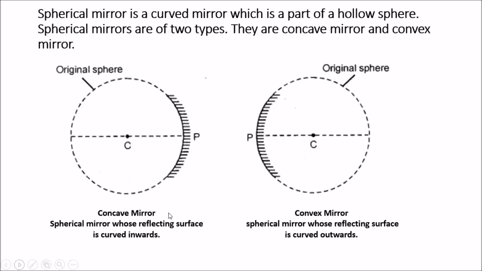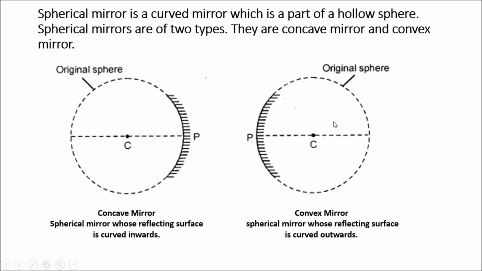A spherical mirror is a curved mirror which is a part of a hollow sphere. You can see this was the original sphere, and from this sphere one section is taken out. Now the inner side is polished and the outer side is coated so that it becomes a rough surface. This forms the concave mirror, a spherical mirror whose reflecting surface is curved inward.